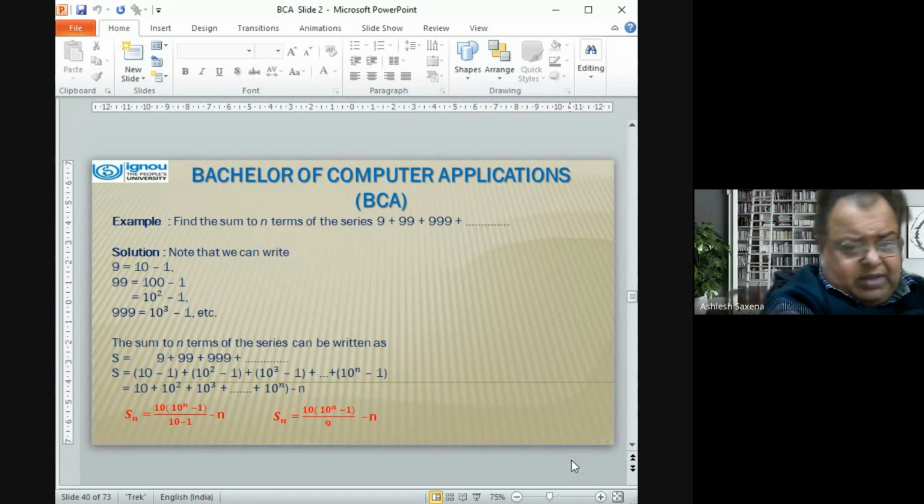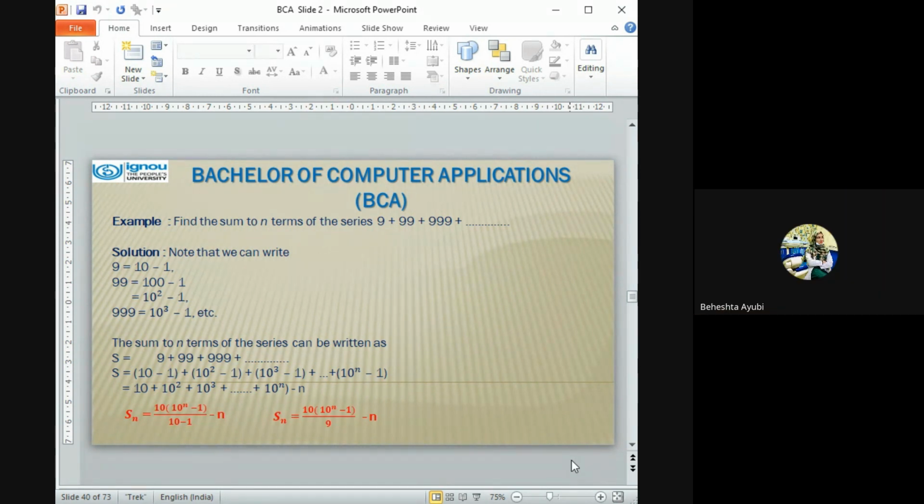Any idea from anyone who can let me know, is this an arithmetic progression or geometric progression? Because these two words you have heard till now. Sir, I think this is not AP and GP because when we divide 99 by 9, it will become 11. And when we subtract 99 minus 9, it will become 90. And this is not AP and GP.